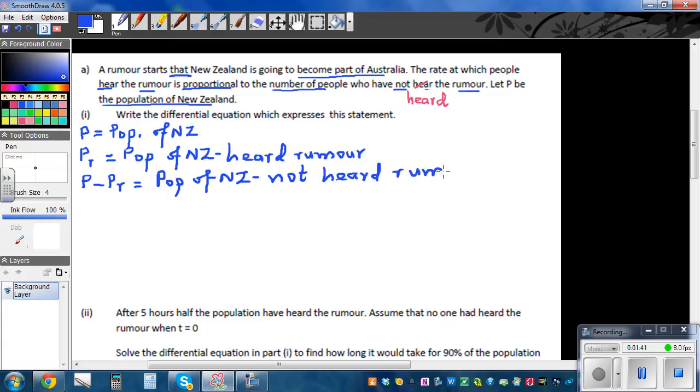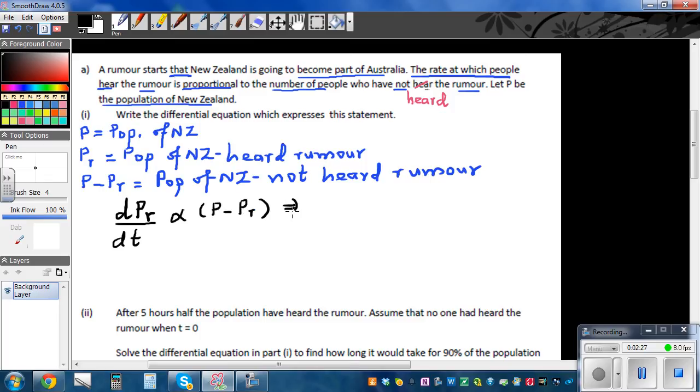So let's read it again. So what are they saying? The rate at which the population hear the rumor. So that's a rate. So when you want to write a rate, well, that is in terms of T. So DPR, which is the change in the number of people who have heard the rumor. The rate at which the people hear the rumor, that is DPR. PR stands for the population of New Zealanders who have heard the rumor. So DP by DT is proportional to the number of people who have not heard the rumor, is proportional to P minus PR.